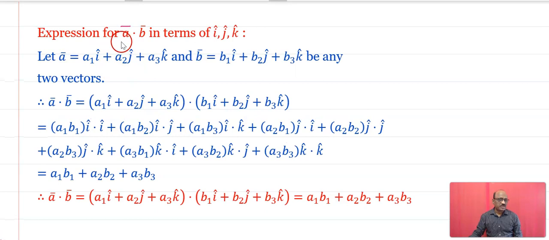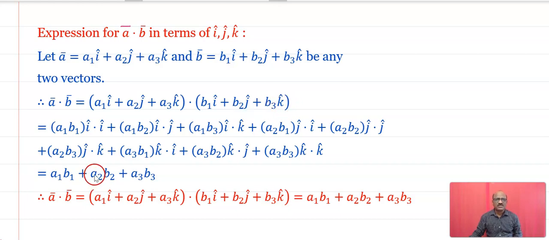Now see this expression for a bar dot b bar in terms of i cap, j cap, k cap. Let a bar equal a1 i cap plus a2 j cap plus a3 k cap, and b bar equal b1 i cap plus b2 j cap plus b3 k cap be any two vectors. Then a bar dot b bar is equal to (a1 i cap plus a2 j cap plus a3 k cap) dot (b1 i cap plus b2 j cap plus b3 k cap).